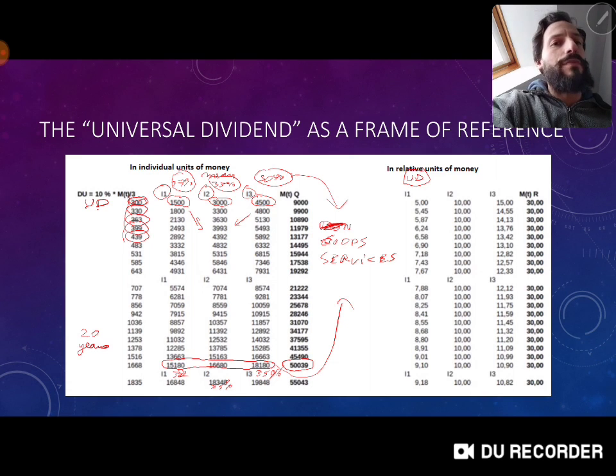You don't have to worry about the individual units of money. You use the universal dividend as a frame of reference. So you just say that, for instance, one universal dividend equals 30 units of currency on year one, and then one universal dividend equals 33 individual units of currency on year two.